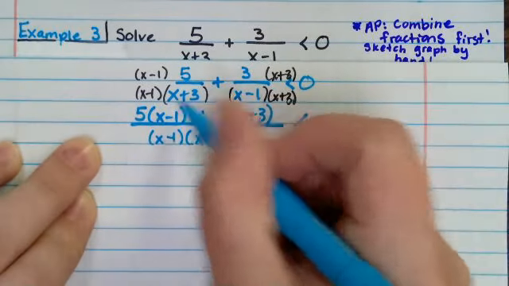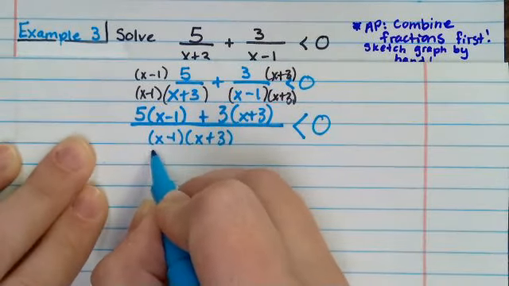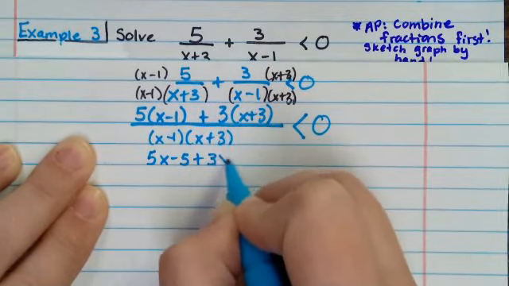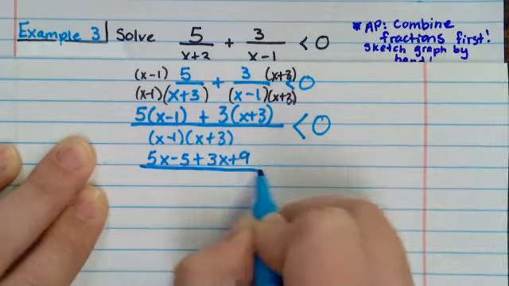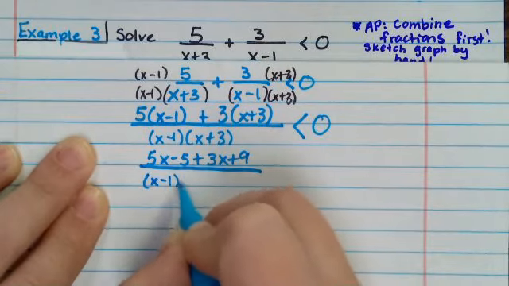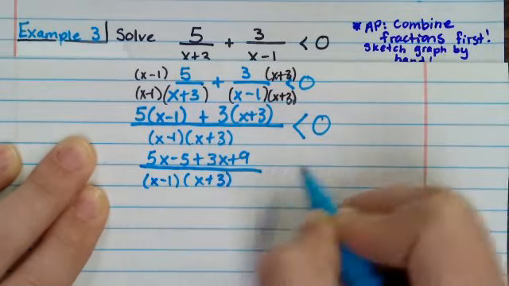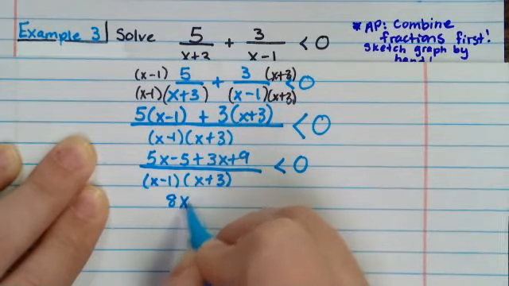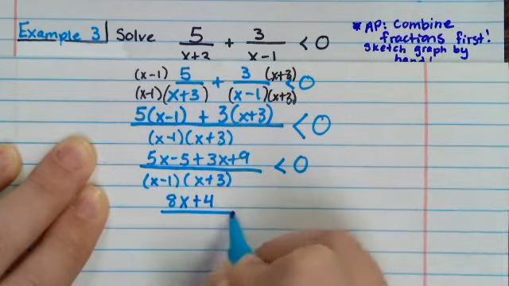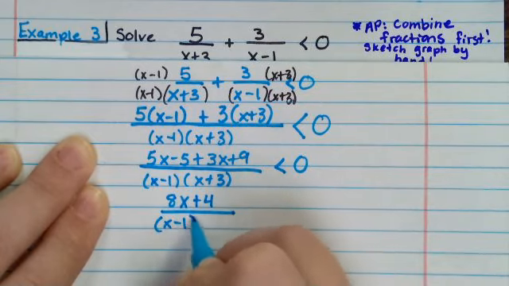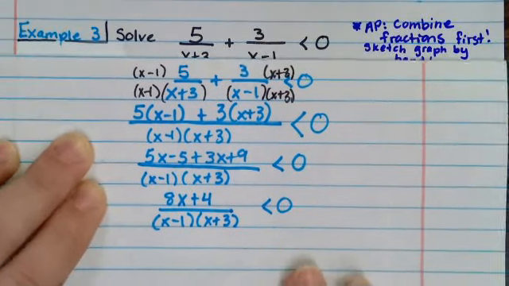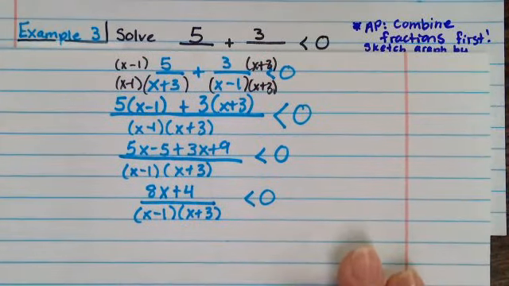Okay, we're going to distribute the 5 through the parentheses. So this gives us 5x minus 5. Then we have plus 3x plus 9 over x minus 1, x plus 3. We're going to combine our like terms. So I have 8x plus 4. This is all over x minus 1, x plus 3. And this is where I'm going to say we're okay.